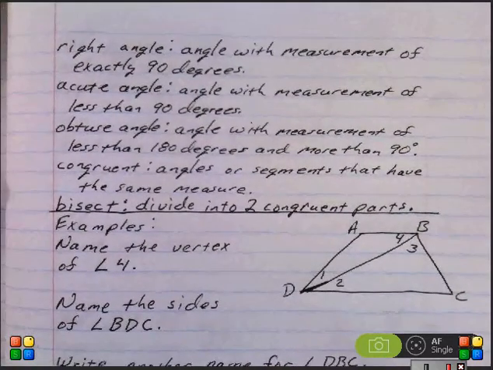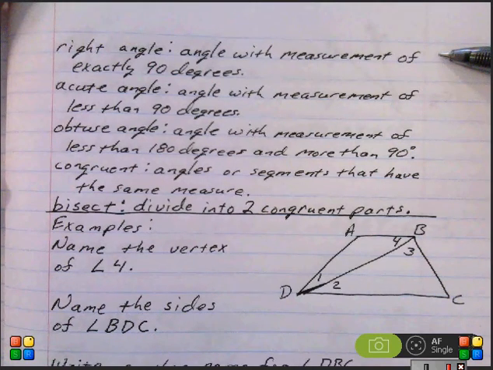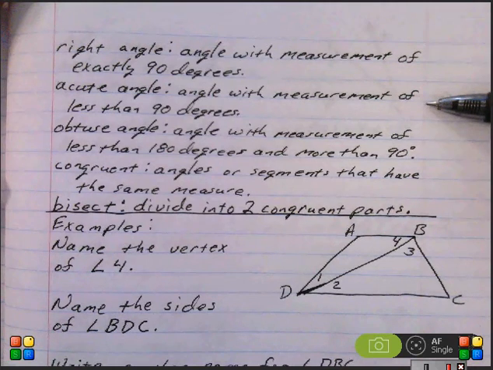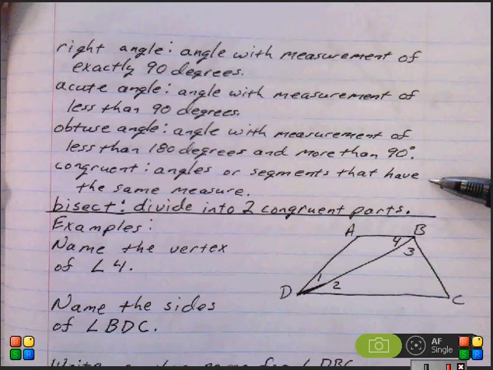Next, we have right angle. So this shouldn't be new to you. A right angle is an angle with measurement of exactly 90 degrees. Has to be exact. Acute is an angle with measurement of less than 90 degrees. Obtuse is an angle with measurements of less than 180 and more than 90. Then we have congruent, angles or segments that have the same measure. They have the exact same measure.